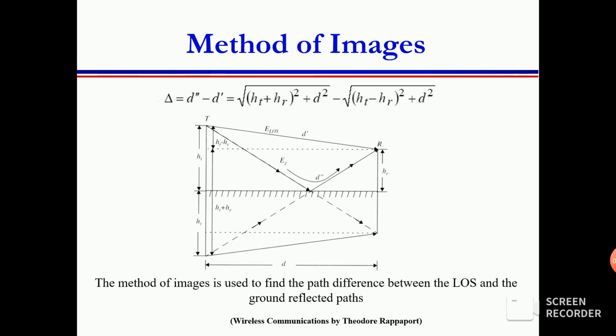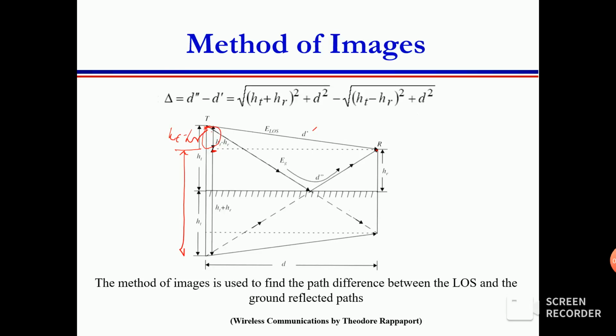And now you have to find out the path difference between your line of sight and the ground reflected path, and that is expressed by this equation. This is using the method of images. To find out this d dash, see here. This is your transmitting antenna height, and this is your receiving antenna height. So what would be this height? This is HT minus HR.